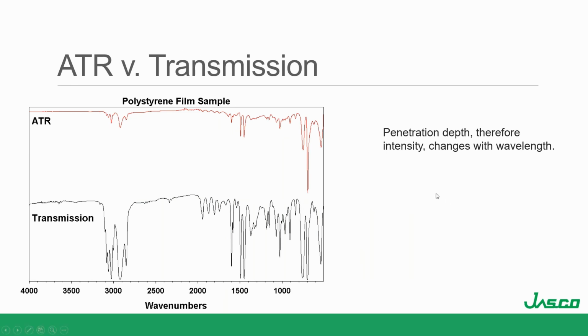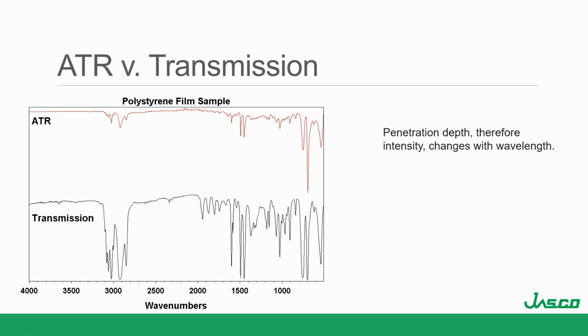All right, so if we look at the ATR spectrum versus the transmission spectrum of the same sample, you can see that the relative intensities are off. This one is higher than this one on the ATR, but they're the same height on transmission. The reason is, as we go from left to right, the penetration depth increases, which causes a relative intensity distortion throughout the spectrum.